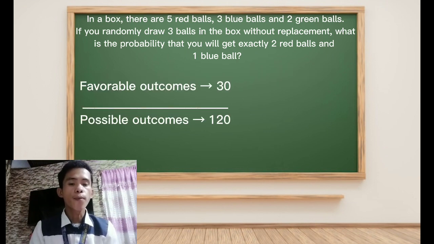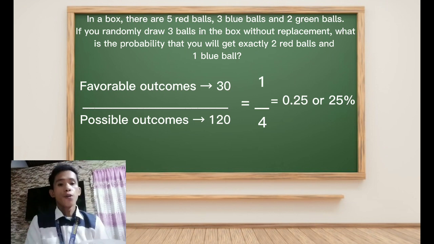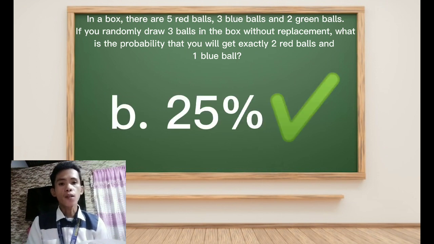So ngayon, meron na tayong favorable outcomes and possible outcomes, which is 30 over 120. Malapit-lapit na. So ngayon, idi-divide na lang natin sila, the favorable outcomes and the possible outcomes. 30 divided by 120 is 1 over 4. At this point, 1 over 4 is equal to the decimal 0.25, and in percent naman, it is 25%. So now, the probability of drawing 2 red balls and 1 blue ball from a box is 25% out of 100%. So the right answer is letter B.